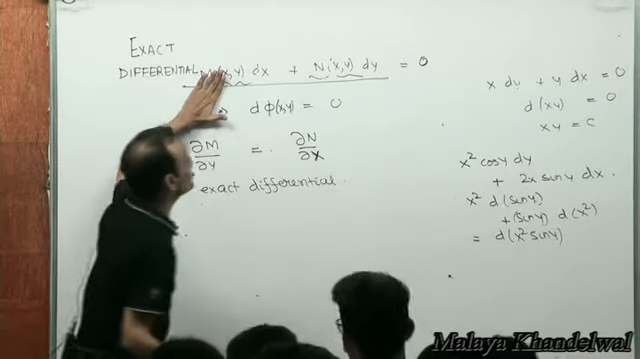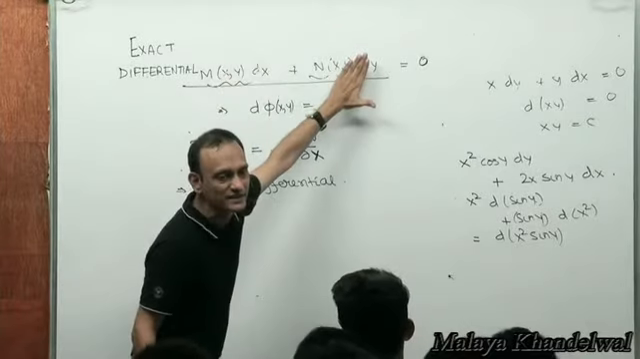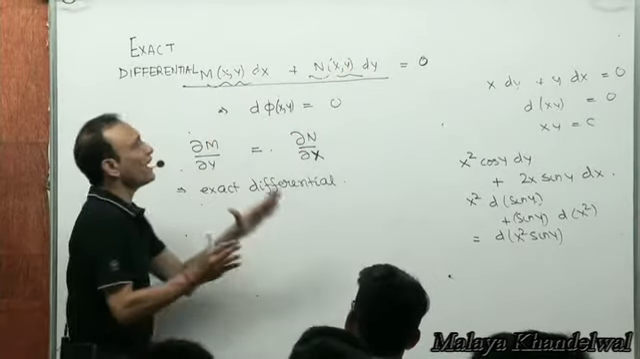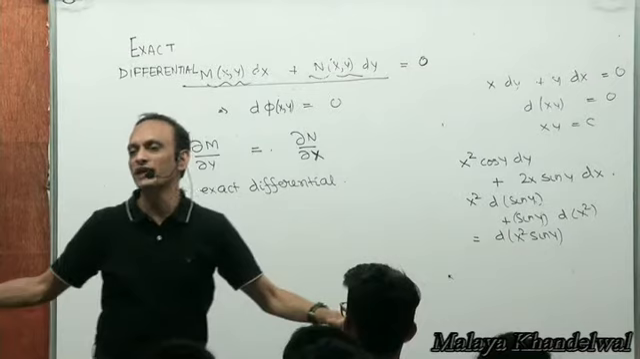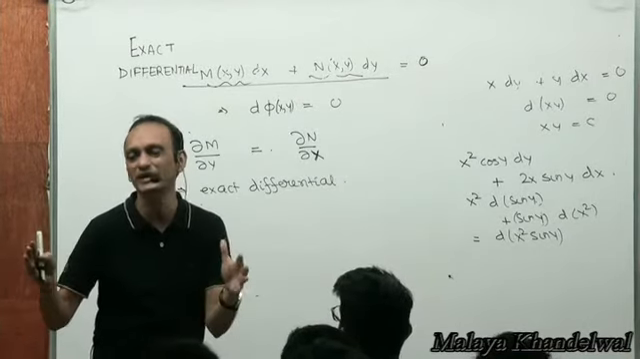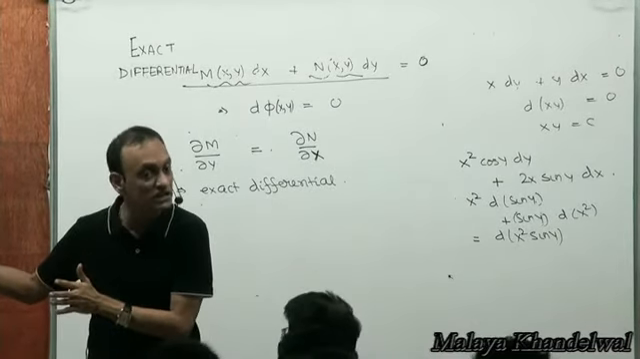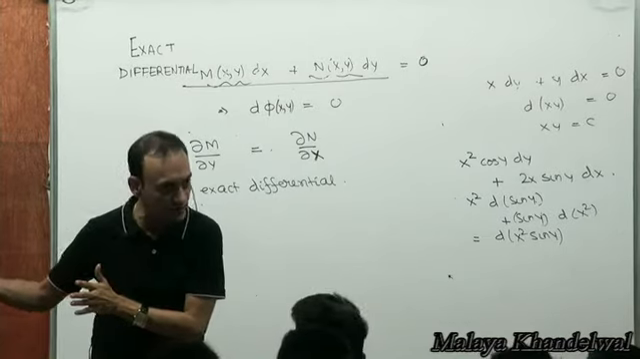So if ∂M/∂y is ∂N/∂x, it will be a perfect differential. You don't have to bother about any of the forms. Just recollect terms, rearrange terms, and you'll get it as dφ equal to 0. φ equal to constant would be the solution to that differential equation, right?